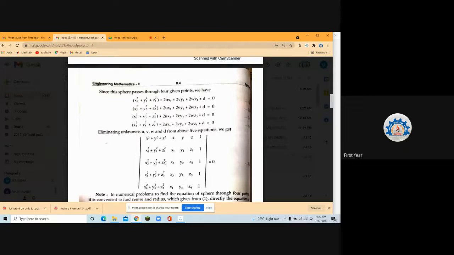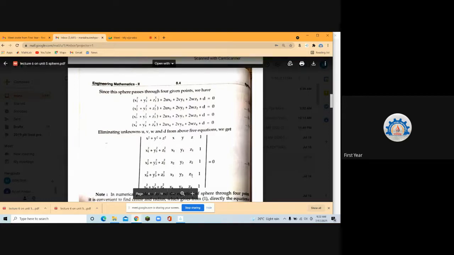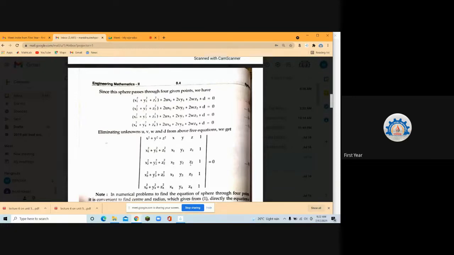But when we actually try to solve the examples, this becomes very hectic to eliminate because it's a determinant of which order? 5 by 5 order. So solving that becomes lengthy. If you are comfortable with using determinants, then not a problem. You'll get the equation of sphere in x square, y square, z square terms. But many a time we do it by substitution. Put the values of x1, y1, z1 in that equation of sphere.